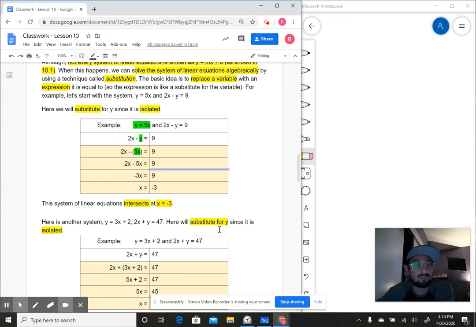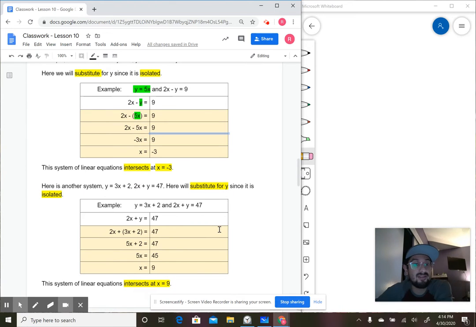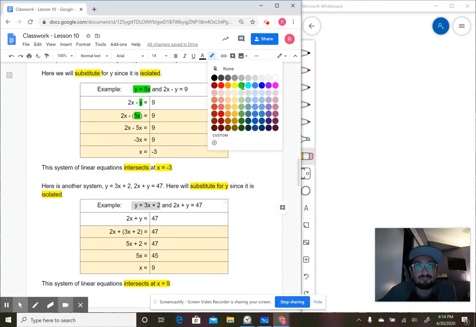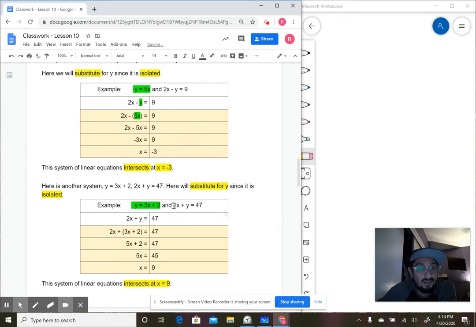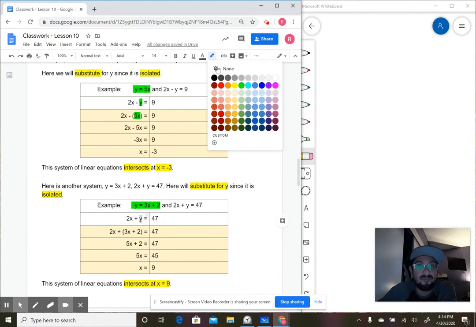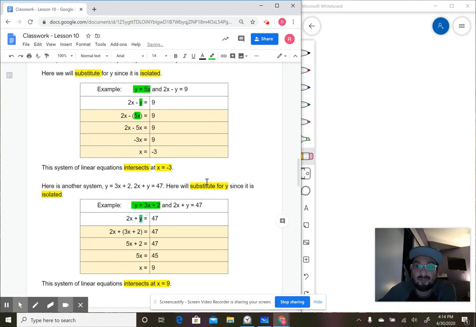So now for the next one, here's another system: y equals 3x plus 2, 2x plus y equals 47. Here we'll substitute for y since it is isolated. So once again, this y is isolated. Over here, it is not. So we also need to make this a one variable equation. If it has multiple variables, we can't solve for one variable.